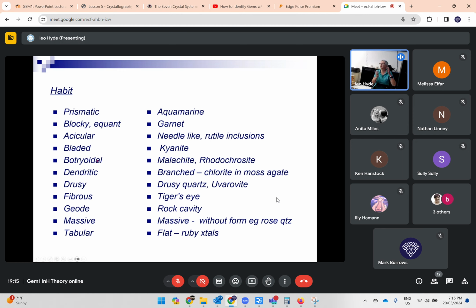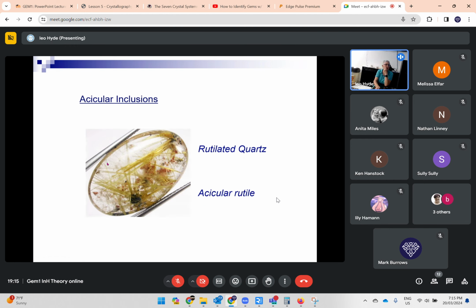Botryoidal means bunch of grapes. So when we look at malachite, we get these circular patterns where there's been a change of how much copper's in it, and we get these bands. That's showing you the shape of the crystal itself.